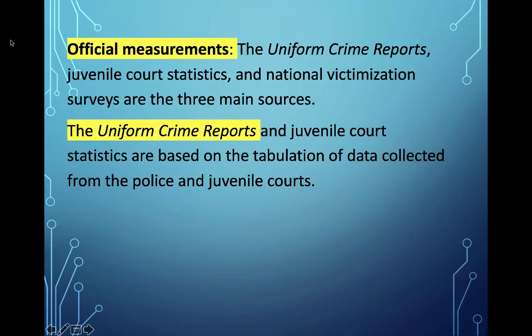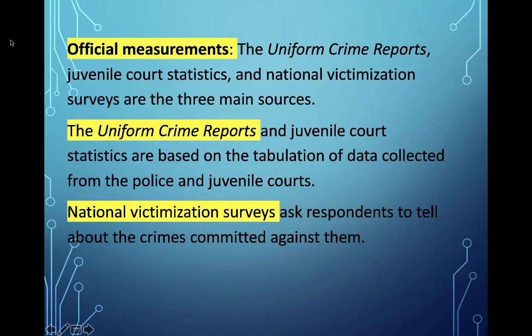The Uniform Crime Reports and juvenile court statistics are based on the tabulation of data collected from police and juvenile courts. So basically, if things don't get reported to the police or through juvenile courts, we don't know about them. And then that's where the national victimization surveys come in. So you're going to find out where all that comes from. Although those three things don't account for everything, they do a pretty good job at giving us a good idea about juvenile crime.